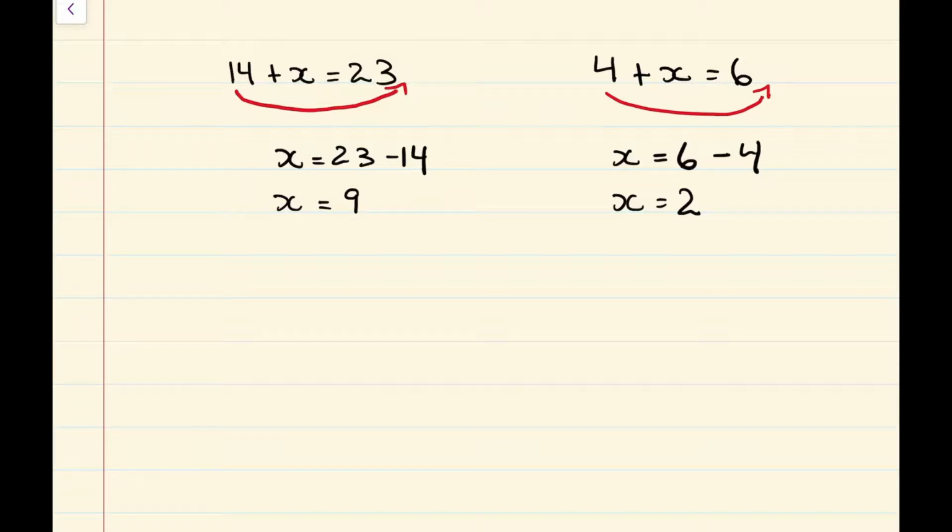So as you can see, these are very quick and simple linear equations. Let's move on to the next question.